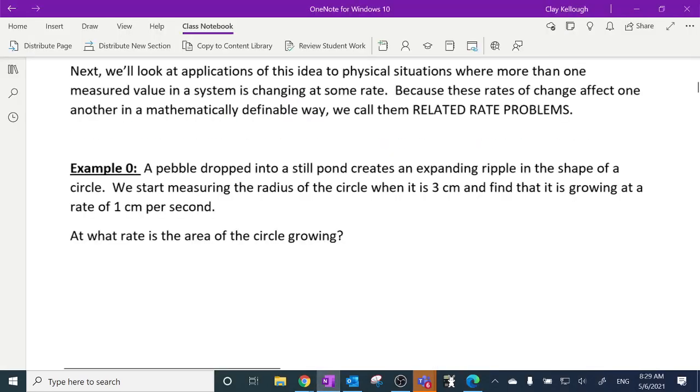So that's the idea. A pebble dropped into a still pond creates an expanding ripple in the shape of a circle. We start measuring the radius of the circle when it's 3 centimeters, and we find that it's growing at a rate of 1 centimeter per second. So we want to know at what rate is the area of the circle growing.